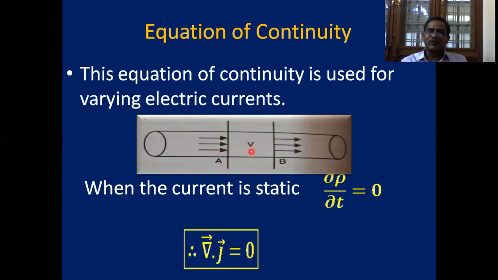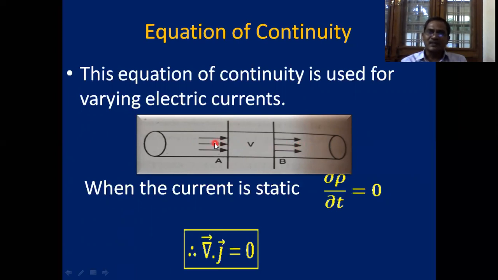Then the rate of flow of charge ∂ρ/∂t remains constant. Then what is constant? Rho is constant. If rho is constant, then ∂ρ/∂t equals 0. The rate of change of volume charge density ∂ρ/∂t equals 0. Here the amount of current entering at this cross section equals the amount of current leaving at this cross section.